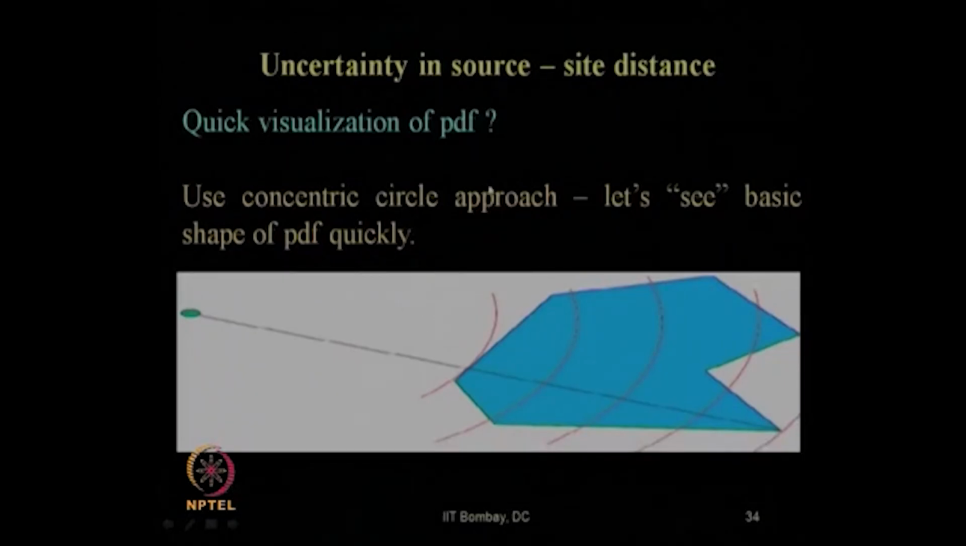Now, a quick visualization of that probability distribution function, or PDF, using the concentric circle approach. Let us see the basic shape of that PDF quickly. This is again another irregular one. So, you can have the concentric circles like this and give the subsequent different weightage factors.